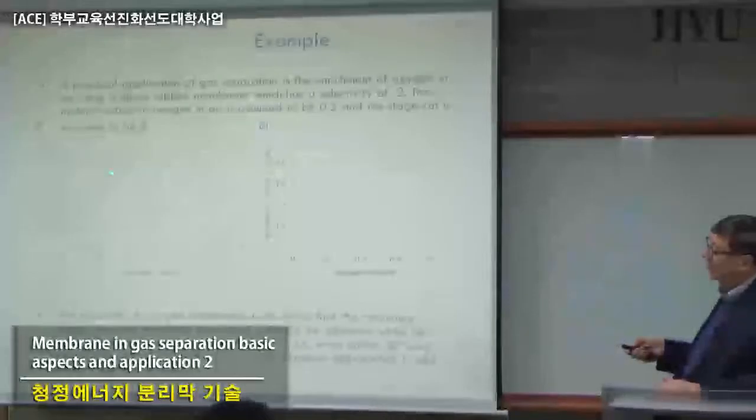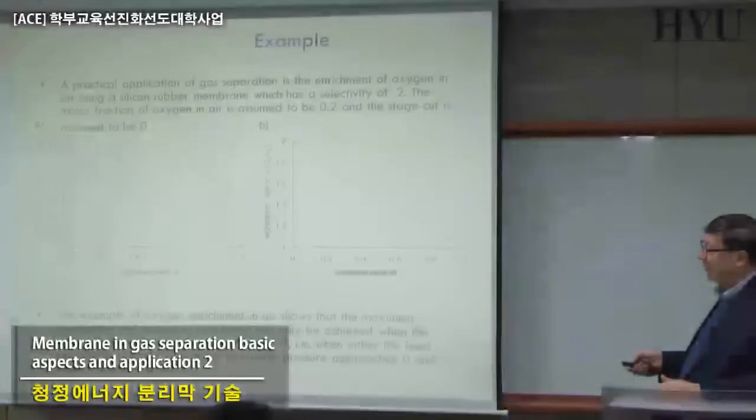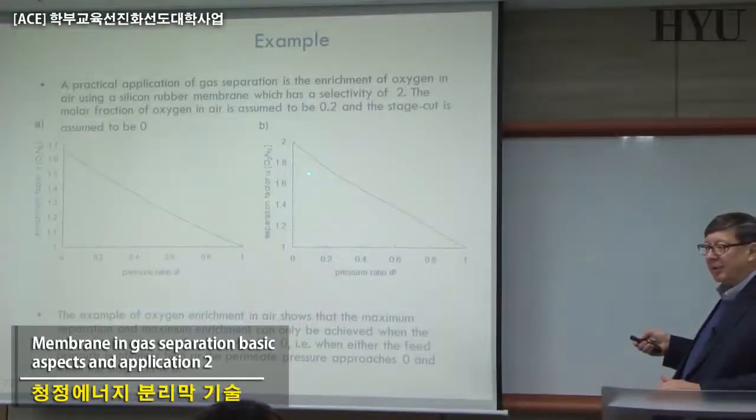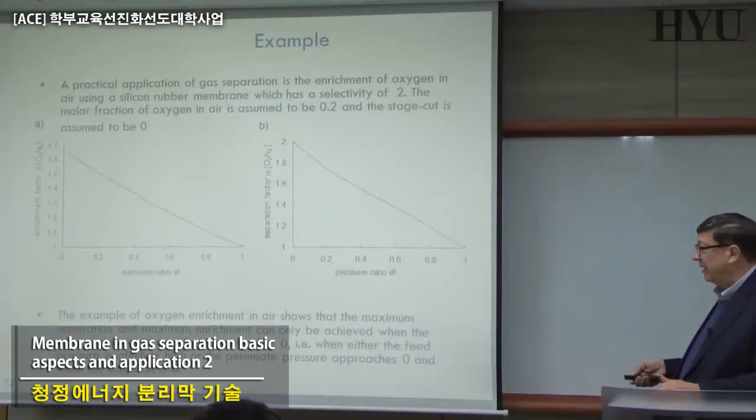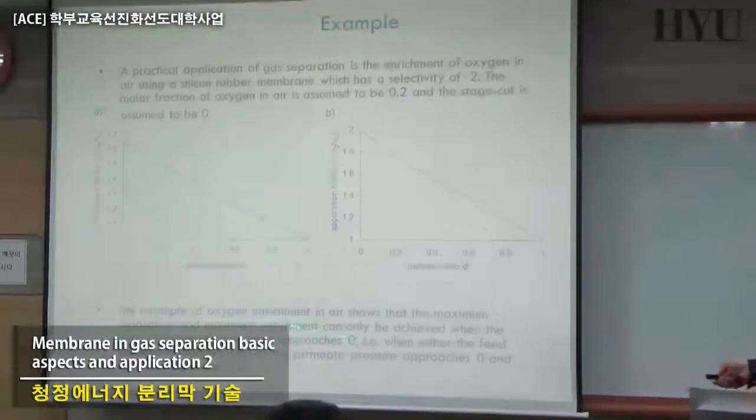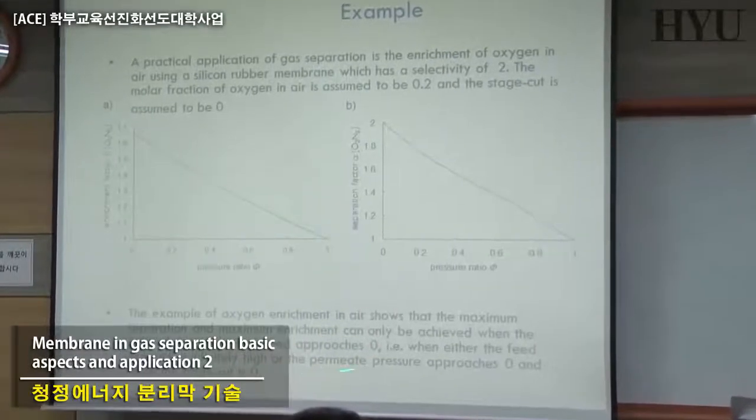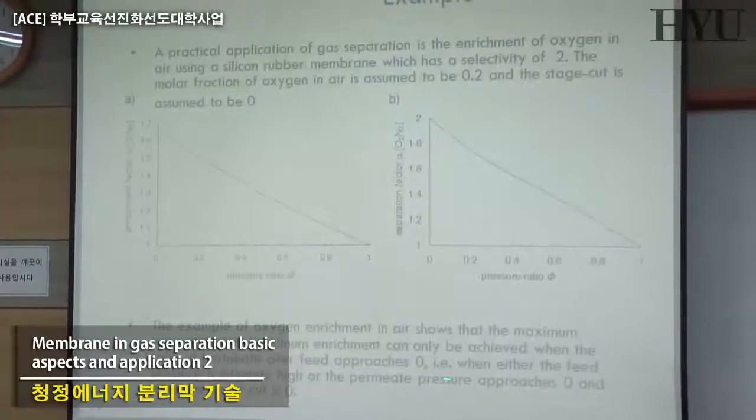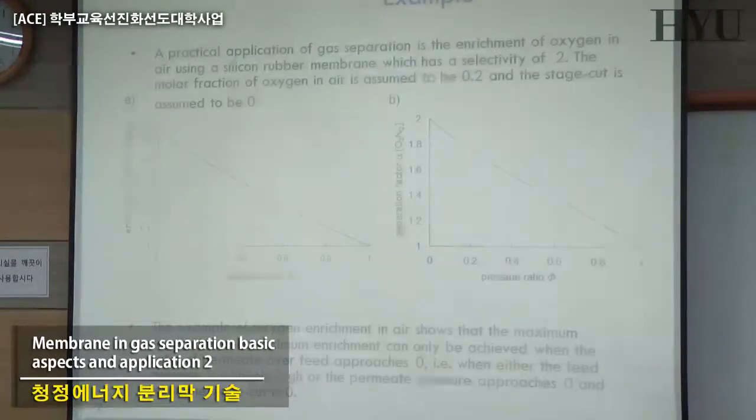It's just shown here. So you have to operate with a very low pressure ratio to obtain a significantly high value here. That is basically the maximum separation, maximum enrichment, which can be achieved when the ratio of the permeate and of the feed approaches basically 0, that we are down here. Or that means when the feed pressure is very, very high and the permeate pressure approaches 0, or when the stage cut basically is 0.